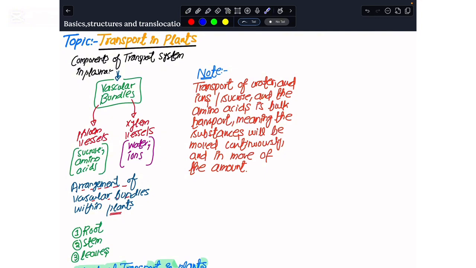For transport in plants, what we assess is that this is a kind of transport that is regarded as bulk transport. By bulk transport, we mean that whenever the water, ions, sucrose and amino acids are moved in their respective xylem and phloem vessels, they move in a continuous way, and the material is carried in a larger amount. So this is why the transport in the plant is bulk transport.